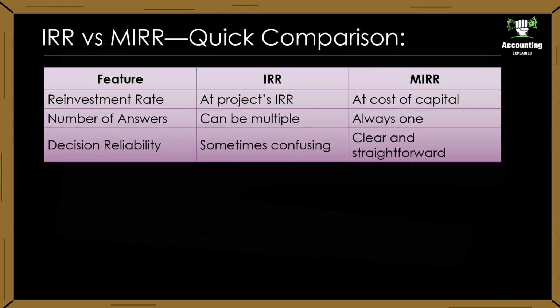Quick comparison of IRR and MIRR. Reinvestment rate. The returns or the profit which you are going to get from the project, if you use IRR, it will be reinvested at the project's IRR rate. Whereas under MIRR, it will be reinvested at the cost of capital or the required rate of return. Number of answers. It will be multiple under IRR, and under MIRR, it will always be 1. Decision reliability. Sometimes IRR may be confusing because there are multiple answers which we get when you use IRR. Under MIRR, it is clear and straightforward because of only one answer.